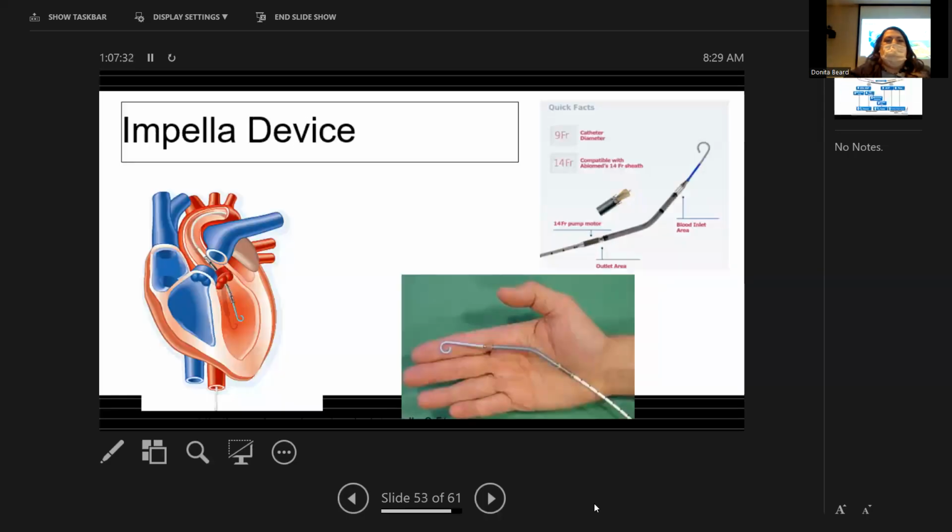And then the Impella. Like I said, it is kind of a pigtail device. It goes into the ventricle. You see at the bottom, there's an inlet and an outlet. So basically it sucks blood in through the pigtail and dumps it into the aorta, and it helps bypass the heart as it's weak.